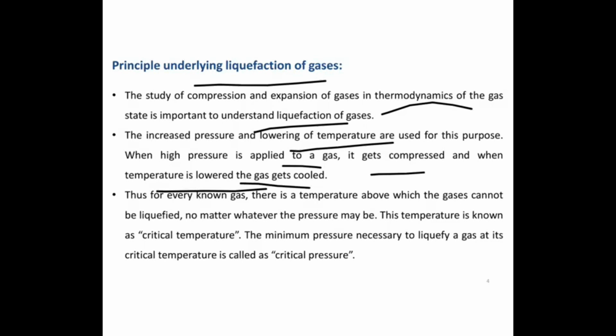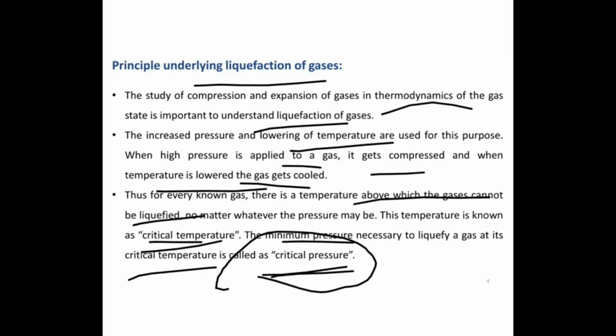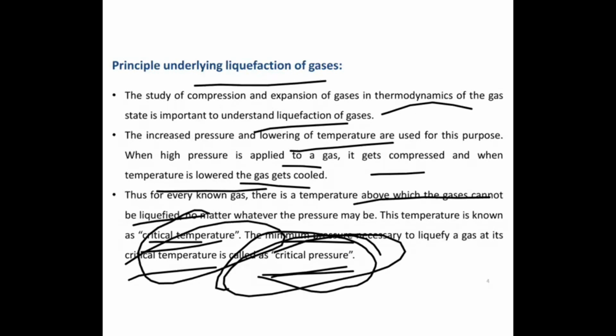The critical temperature is the temperature above which a gas cannot be converted into liquid. And the critical pressure is the minimum pressure necessary to liquefy the gas, that is, to convert the gas into liquid state. That minimum pressure required is known as the critical pressure. These are the basic terms you should know: what is critical temperature and what is critical pressure.